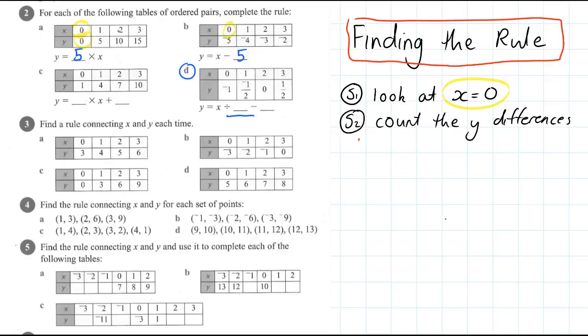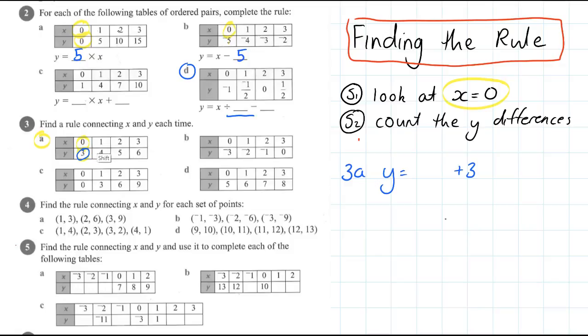Okay, going on to question 3, and I'll just do the first one here. You've got 3a, and 3a has 0 and 3. So I looked at my x equals 0, and I saw it was 3. So I know 3a is going to be y equals something x, and I'm leaving a space for that, plus 3, because something x is going to be 0, and plus 3 is the only way I can get this y up to 3.